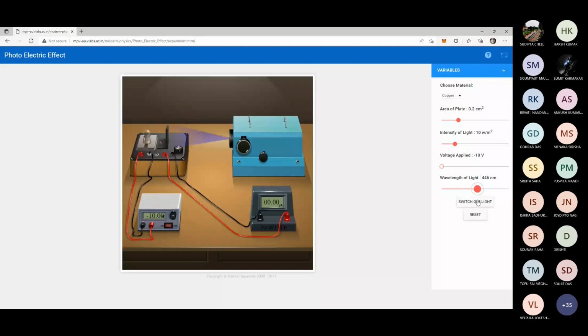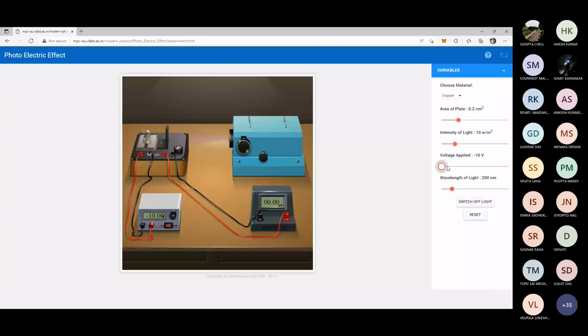Depending on the wavelength, you can see the color also changing, from violet to almost red. So for a particular wavelength, we consider 200. Now we apply voltage.